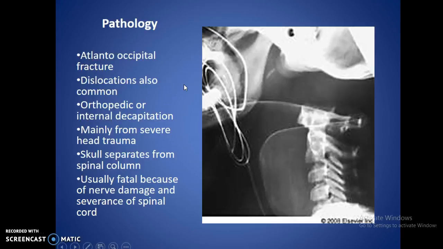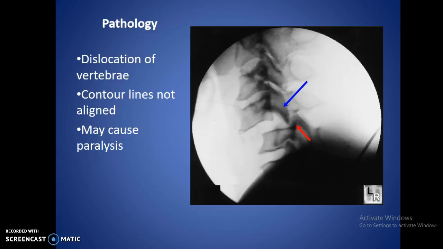Occipital fracture dislocations are also common. This is called orthopedic or internal decapitation. It's mainly from severe head trauma. Skull separates from the spinal column in this case, so obviously it's going to be fatal in most cases because of nerve damage and the severance of the spinal cord. There's only been, I think, one reported incident where a patient had this occipital fracture and they actually survived without paralysis, but very uncommon. Usually this results in instant death.